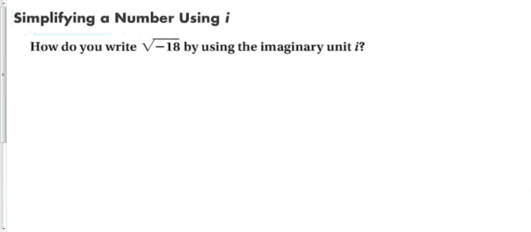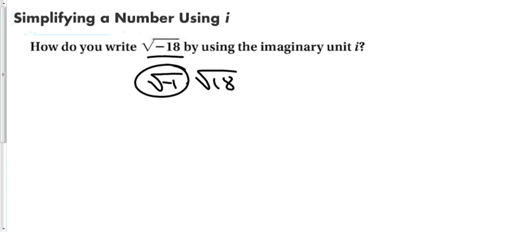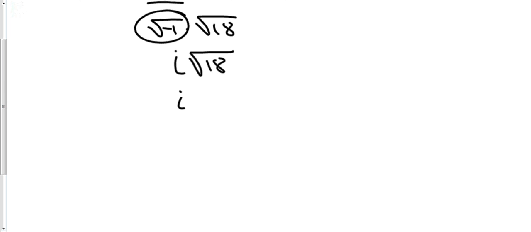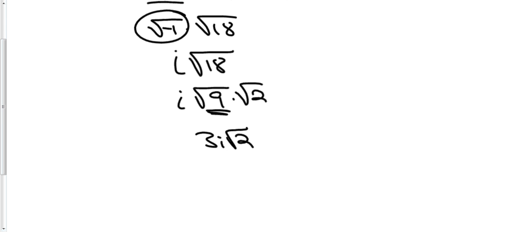But first, let's simplify the square root of -18 with the imaginary unit i. So first, I'm going to take the square root of -18, and I'm going to separate it into the square root of -1 times the square root of 18. And I know that the square root of -1 is i. Can't leave it like that, though. It's not finished. We need to simplify the square root of 18 as well. So I have i times the square root of 9 times the square root of 2. And the square root of 9 is just 3. So we have 3i square root of 2.